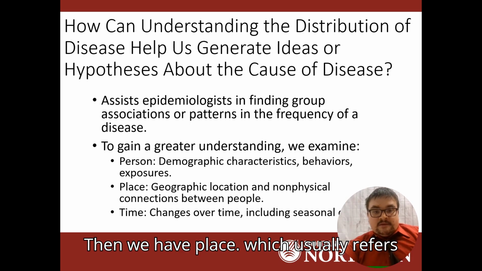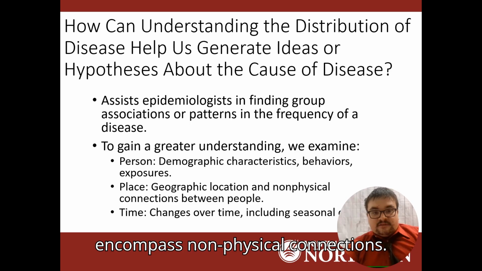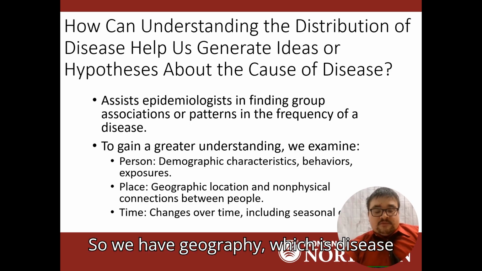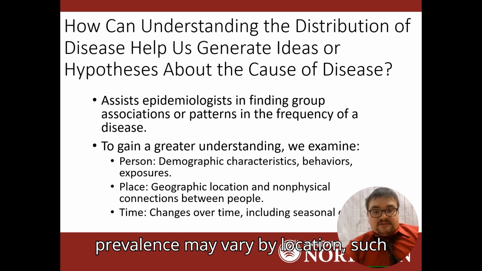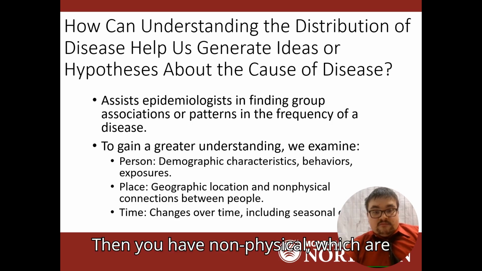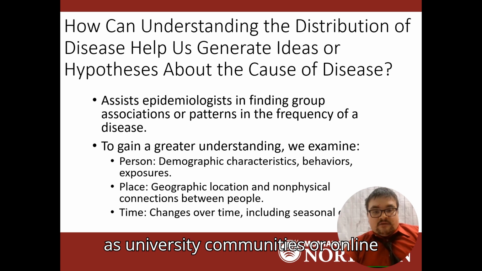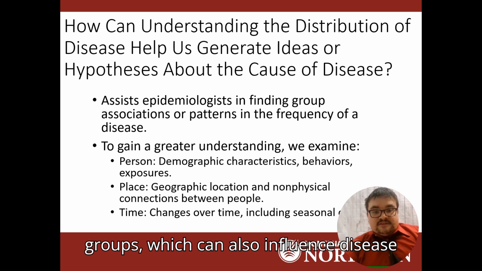Then we have place, which usually refers to geographic location, but can also encompass non-physical connections. So we have geography, where disease prevalence may vary by location, such as a higher rate of respiratory illness in urban areas due to pollution. Then you have non-physical, which are typically shared environments, such as university communities or online groups, which can also influence disease distribution.